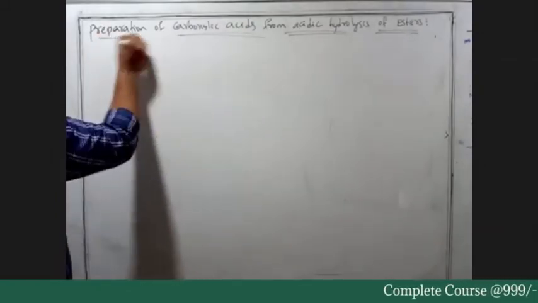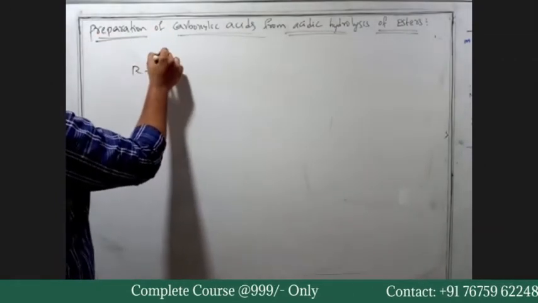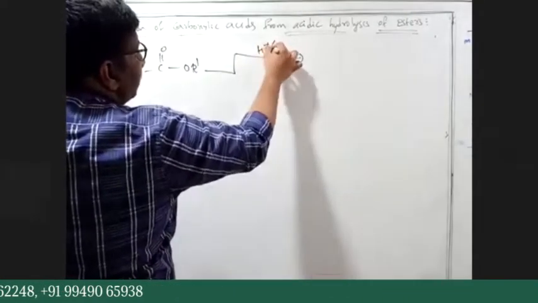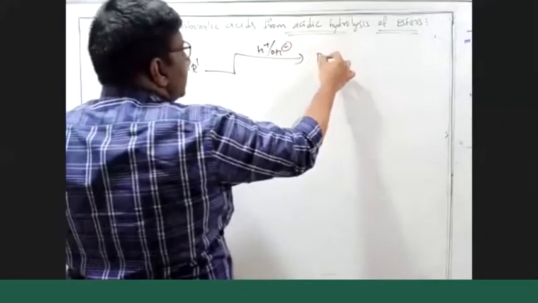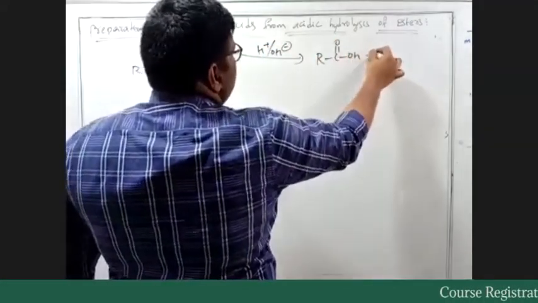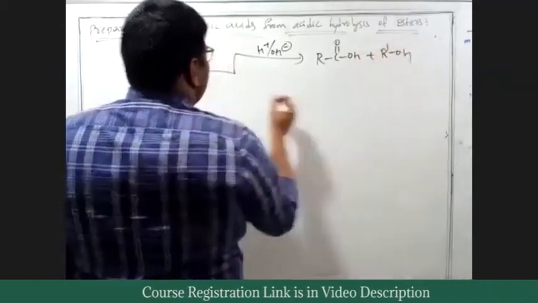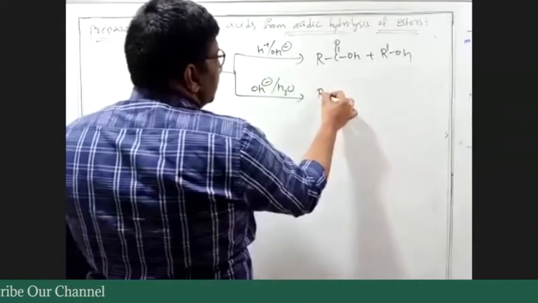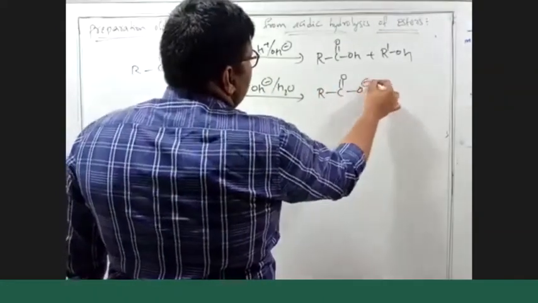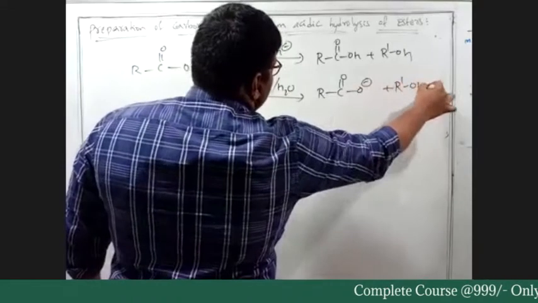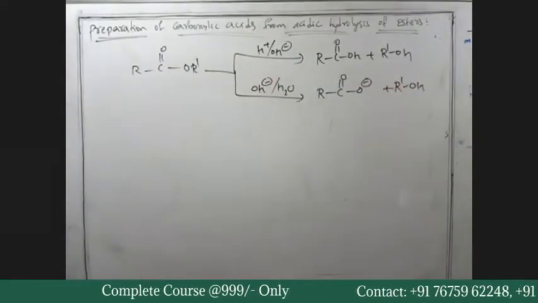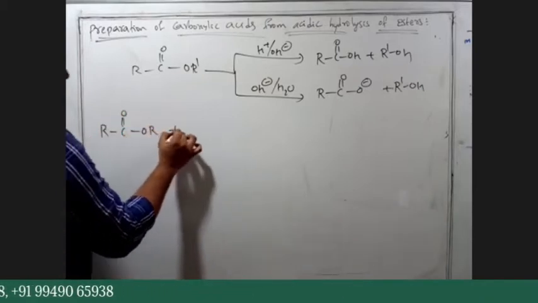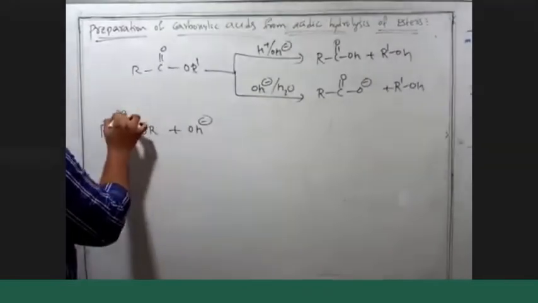In the same way, RC double bond O-R' upon treating with H plus, and in the presence of OH minus, we will get RC double bond OH plus R'OH, and with OH minus and H2O, we will get the carboxylate ion. The reaction will again be initiated with the same scenario, plus OH minus ion.